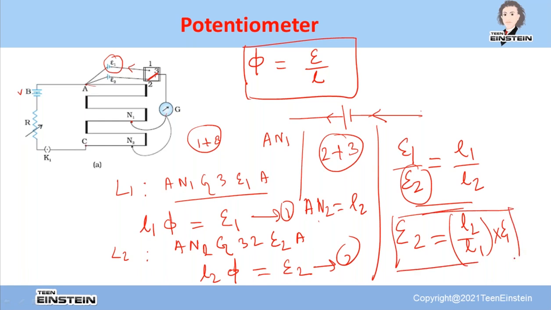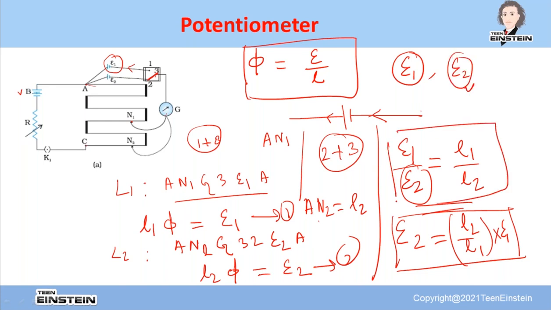So if you are given a standard cell having EMF E1, and you have to find out the EMF of the other cell having EMF E2, using this formula, practically you find the null condition. That means you will get the length of the wire for two null conditions, take the ratio of those two, and find out the unknown EMF of the battery.